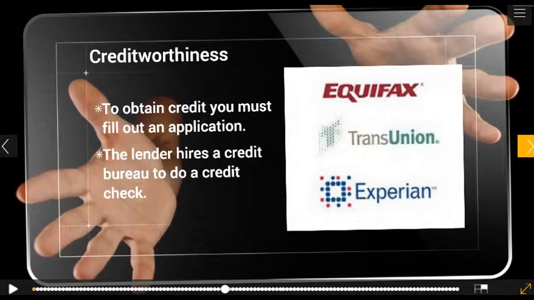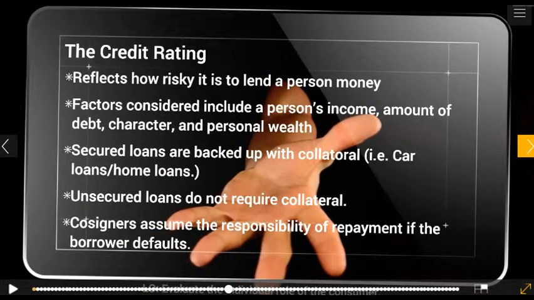Creditworthiness. To obtain credit, you must fill out an application. The lender hires a credit bureau to do a credit check. The credit rating reflects how risky it is to lend a person money. Factors considered include a person's income, the amount of debt, character, and personal wealth. Secured loans are backed up with collateral. An example would be car loans and home loans.